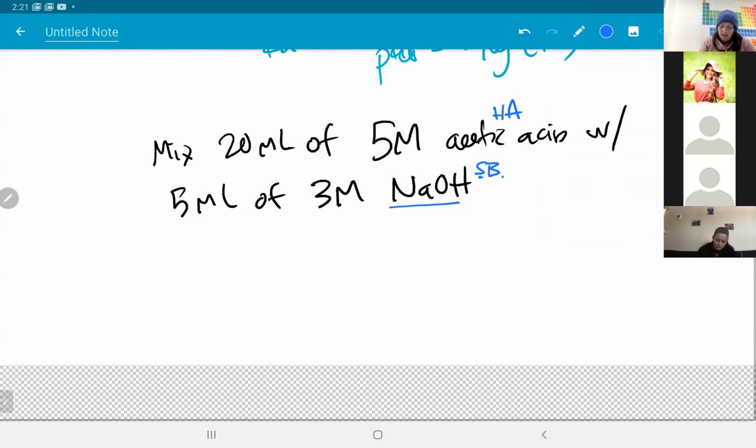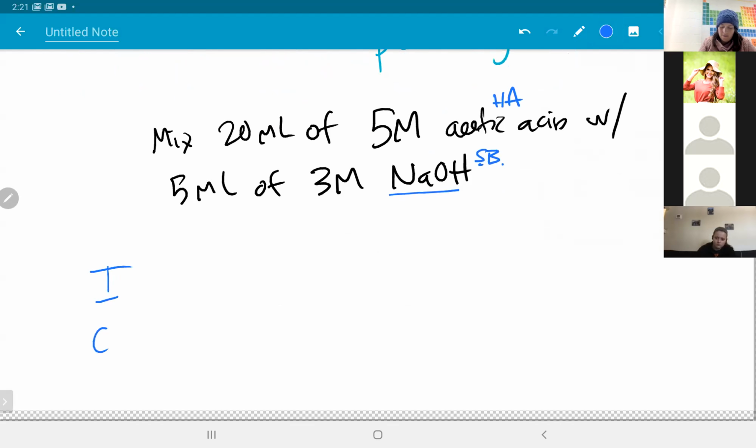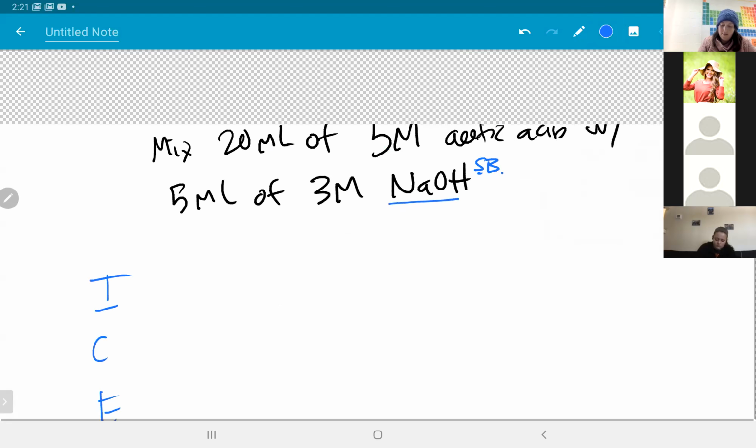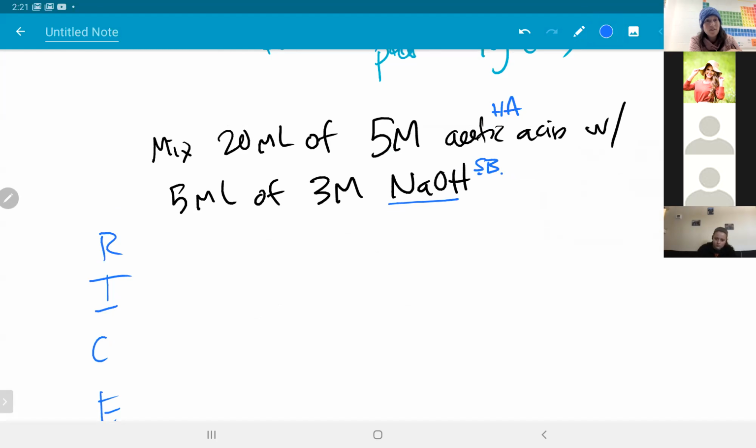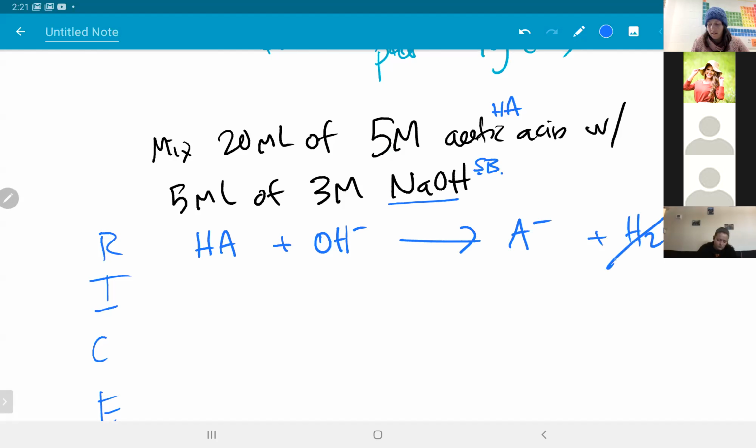So I write an ice table. Sometimes I call it the rice table, and the R stands for reaction. So we could write the reaction above first. My reaction would be HA plus OH minus yields A minus plus water. And I'm just going to go ahead and cross out water because it's the bulk of the solution. I don't even care anyways.